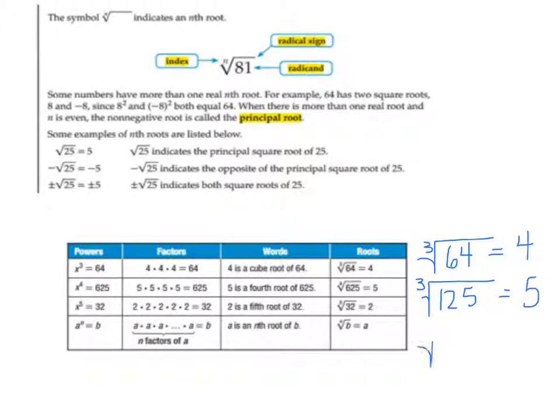So the nth root of b equals a. And so you can see how powers relate to roots. You can write them backwards.